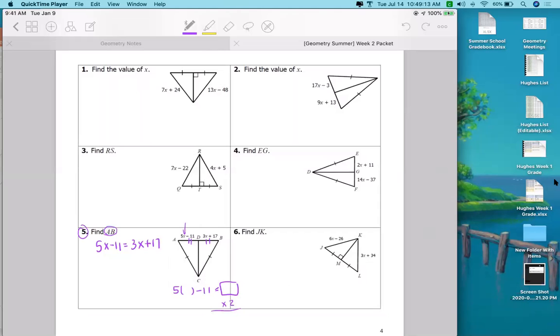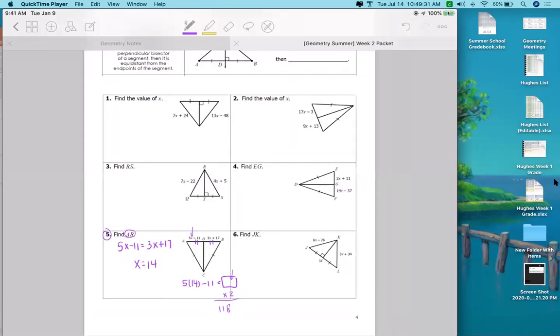Okay, X would be 14, and if you substitute 14 back in here, you would get an answer here. So double it, you should get 118. Okay, that's it on this page. I think you guys should be okay for the rest of the questions on this page.